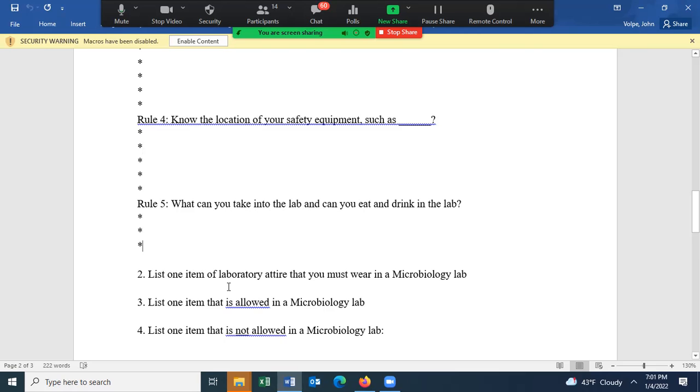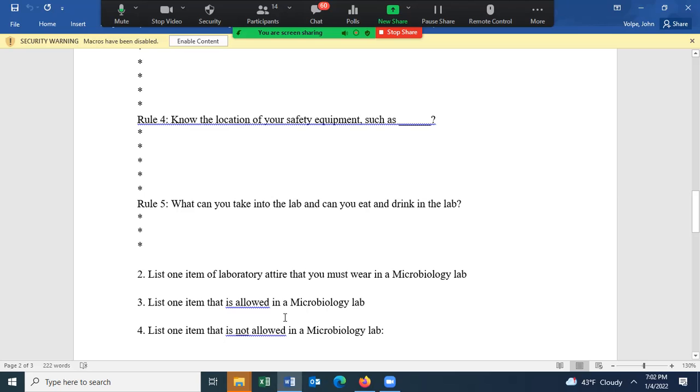And then list one item of laboratory attire you must wear in the microbiology lab, and list one item that is allowed in the microbiology lab. And something that is allowed, people say nothing. That's not quite true. Like, you can bring in your glasses in the lab. Meaning if I've got glasses on, you can bring those in the lab. I shouldn't touch them while I'm in the lab, but you can bring them into the lab.